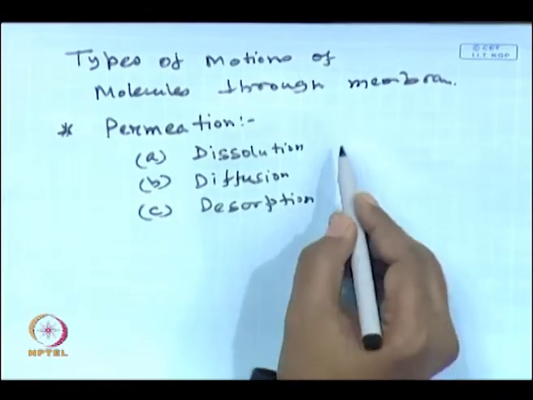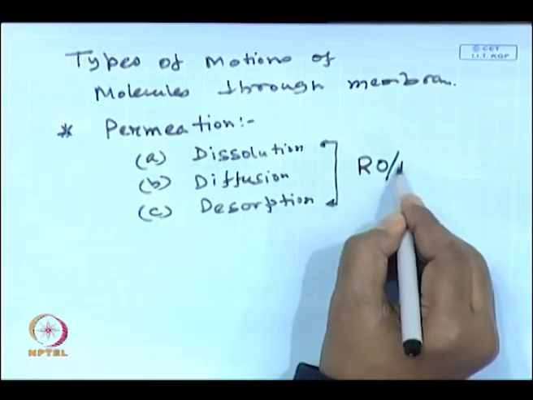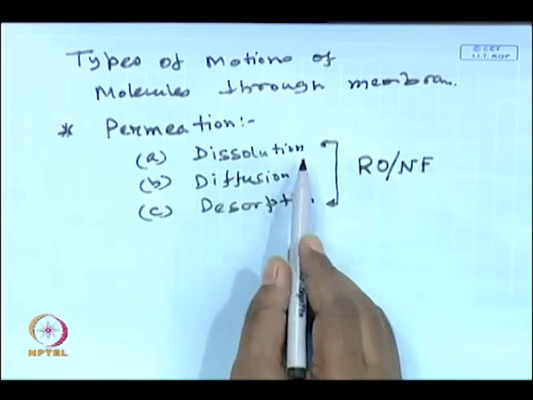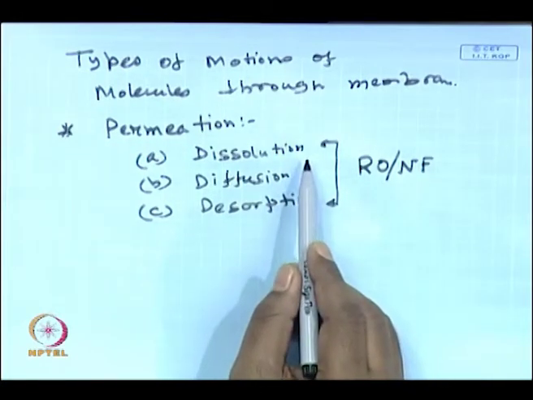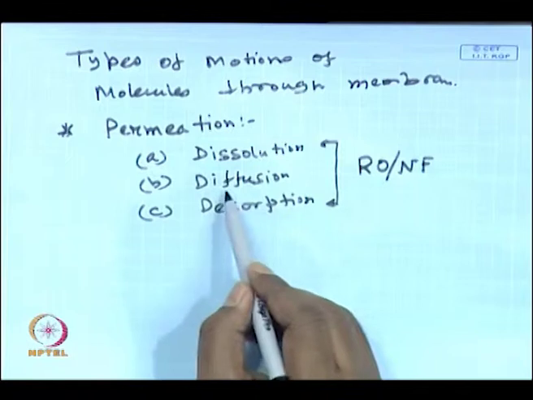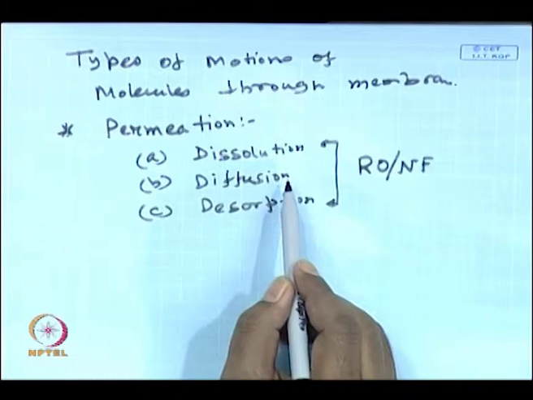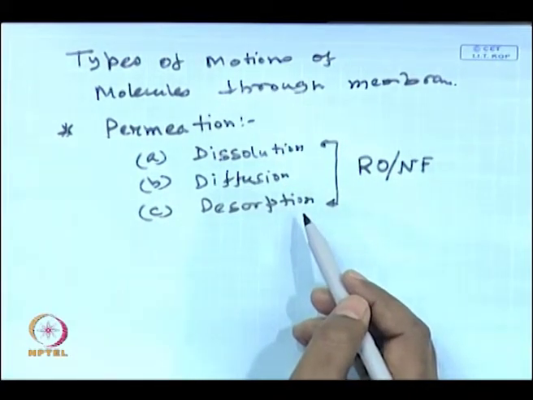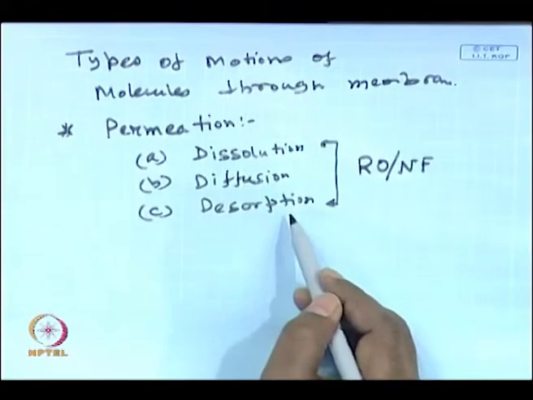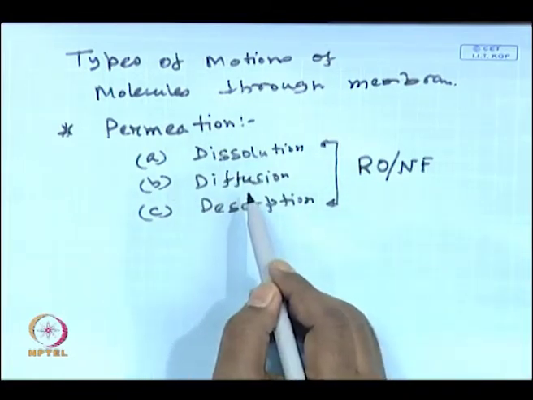Here we are talking about almost non-porous membranes, or pores are very small, as in the case of reverse osmosis and nanofiltration. In the dissolution step, solutes get dissolved in the membrane phase because of the concentration gradient, and because of the concentration gradient, they diffuse from the upstream, the feed side, to the permeate side through the membrane matrix. Then, because the concentration on the permeate side is almost nothing, the solute gets desorbed into the permeate side. These three steps in total are called the permeation mechanism.